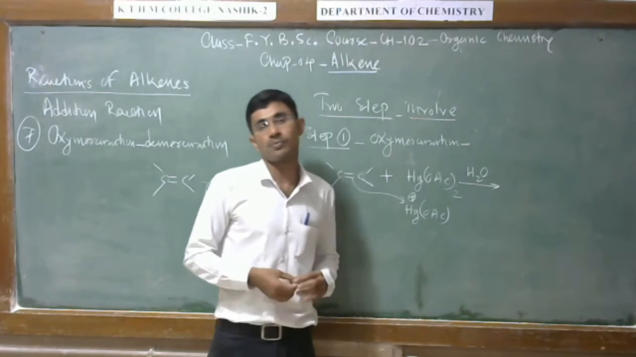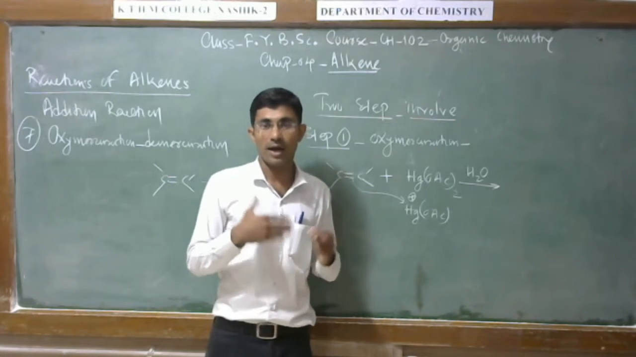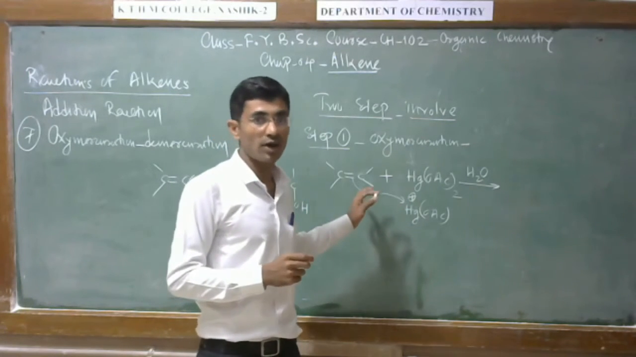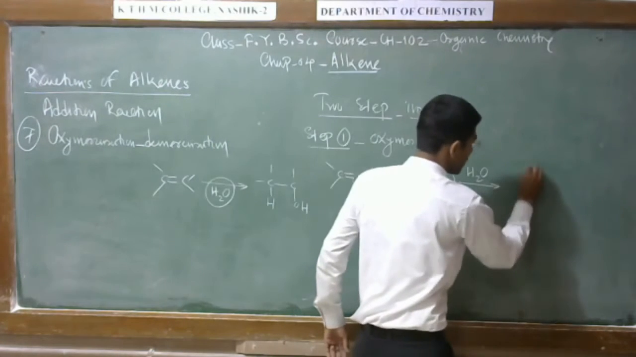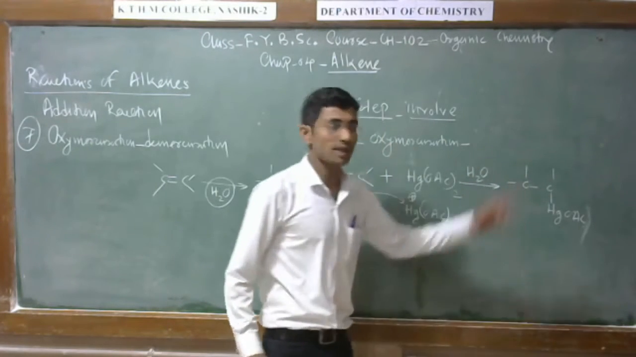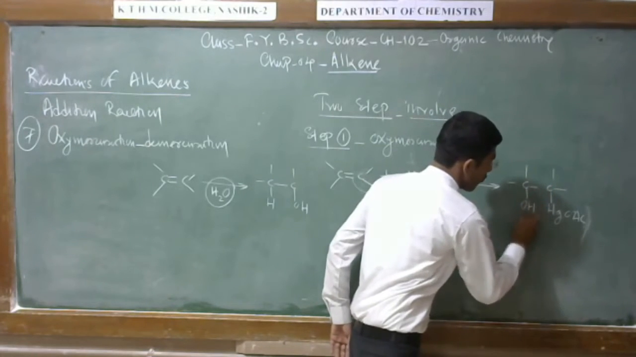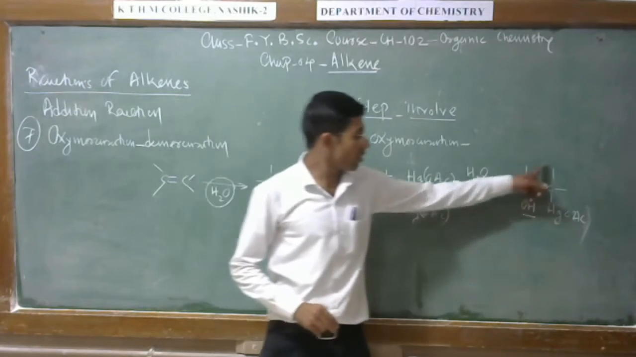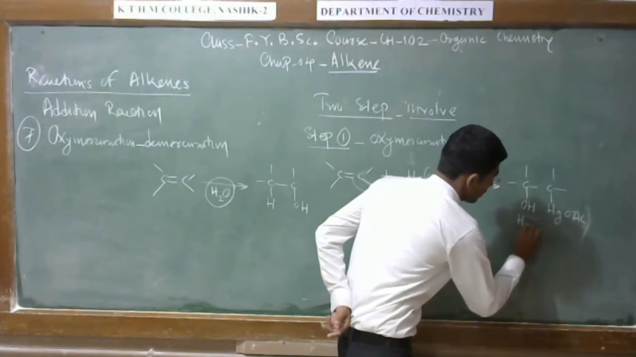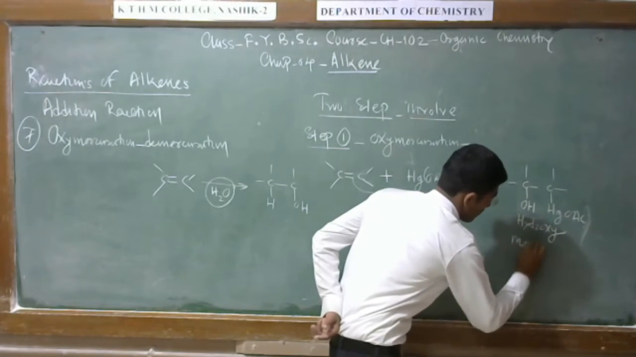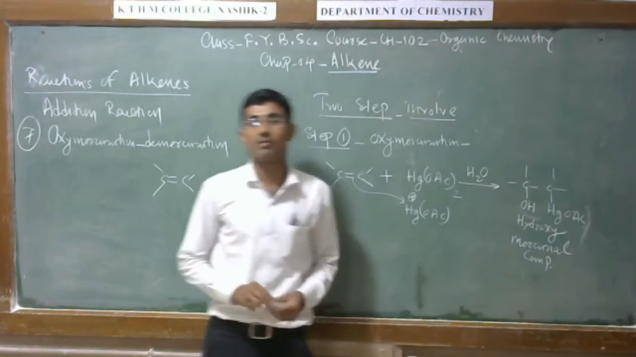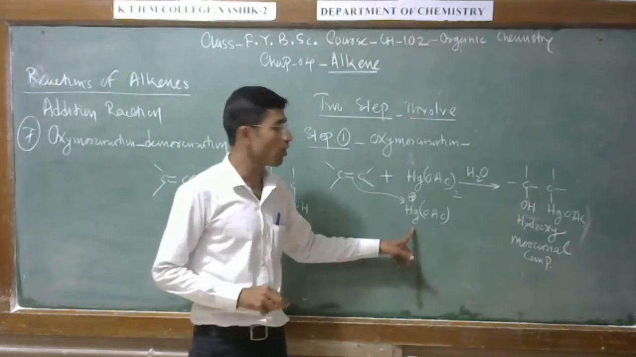and this is followed by addition of water. Addition of water means from water, OH minus interacts with the electrophilic carbon. So overall, on one carbon mercury gets attached, and on the second carbon OH from water gets attached. This kind of addition product we can observe here, and this product is called the hydroxymercurial compound. So this kind of hydroxymercurial compound is formed in the first step. This first step we call the oxymercuration reaction.